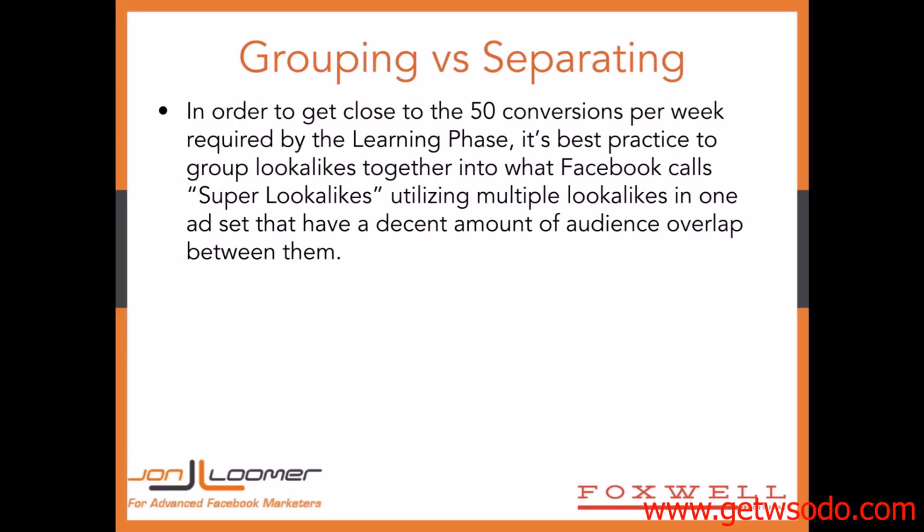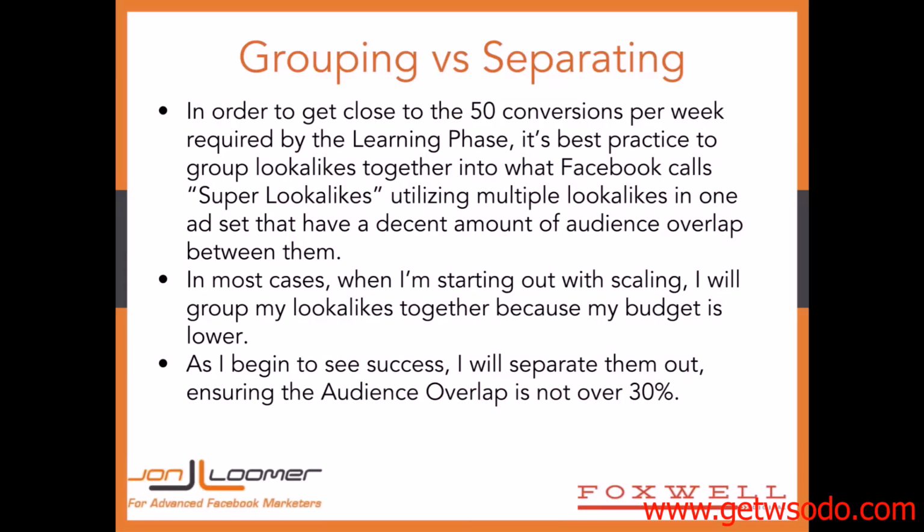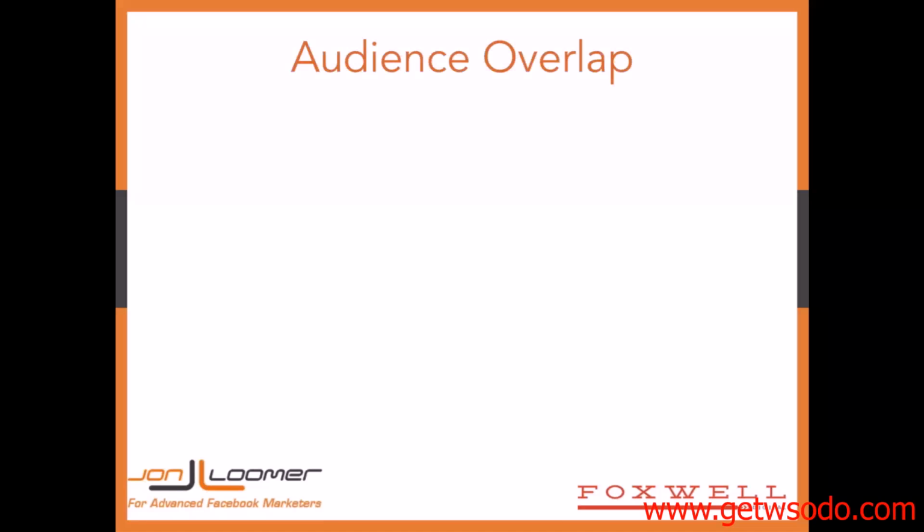So instead of doing what I was talking about by separating them initially, you may want to try to group them. And in most cases, when I'm starting out with scaling, I'll group them together because my budget's lower, right? And as I begin to see success, then I'll begin to separate them out. And usually over a 30-day to 45-day period, I'll make sure that they're not over 30% audience overlap.